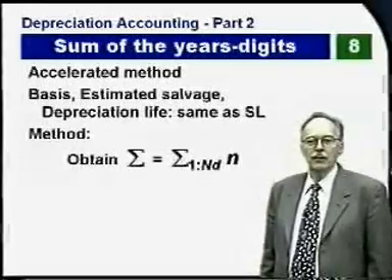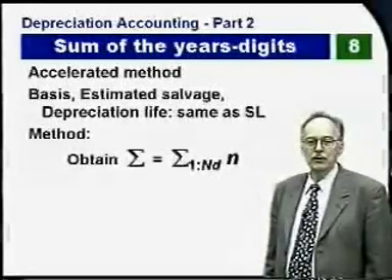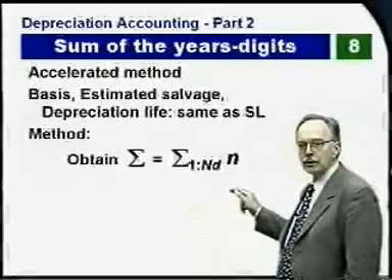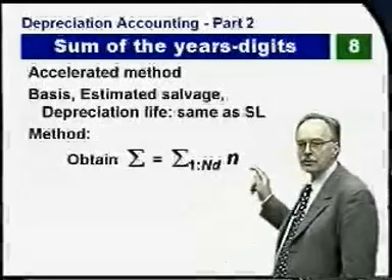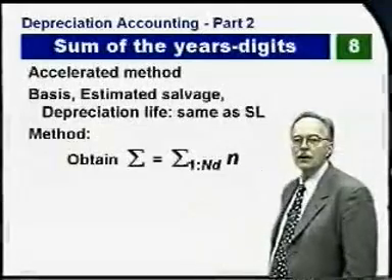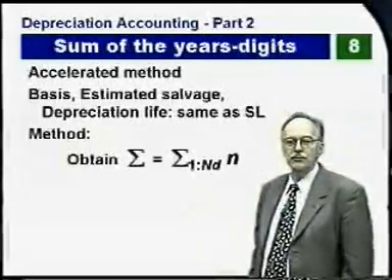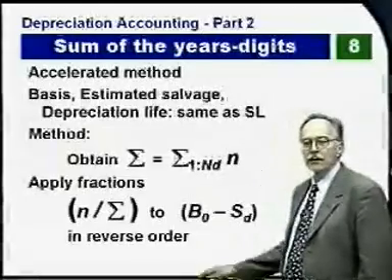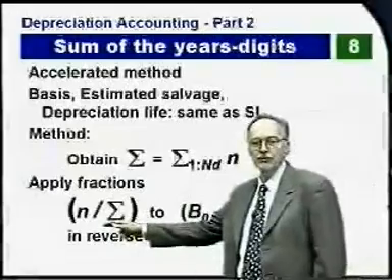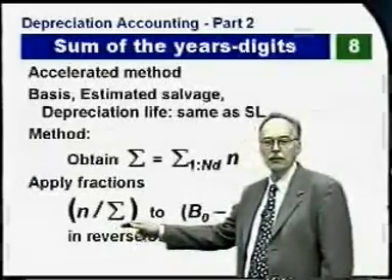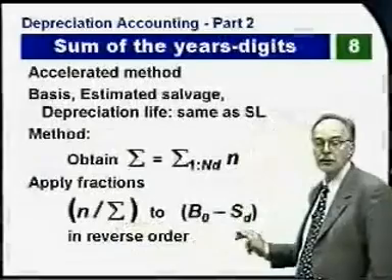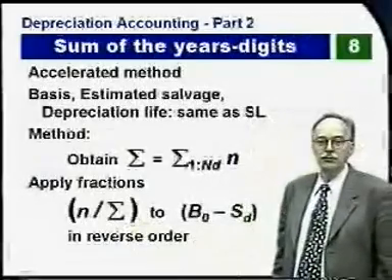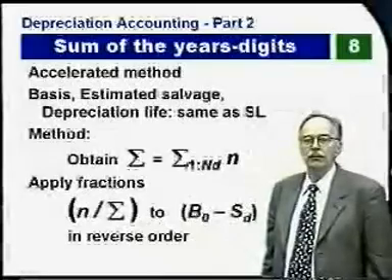We first obtain a sum of the integers, which represent the number of years from 1 to the end of the depreciation life. We take those integers and simply add them up. And then we apply fractions with those same integers, but in the reverse manner. We take the integers, 1 up to the depreciation life, divided by the sum, and apply that to the anticipated loss in value of the asset. It's actually easier to explain this with an example.